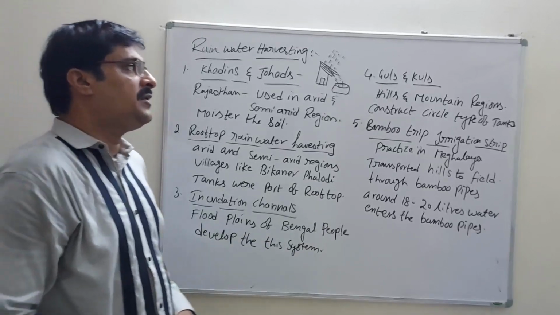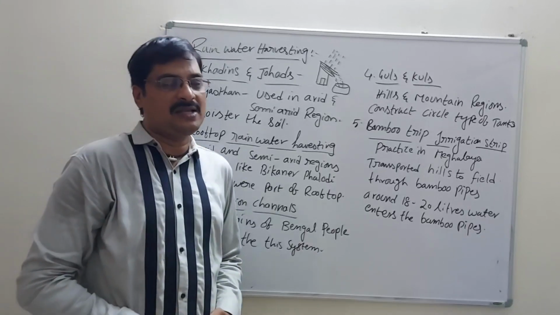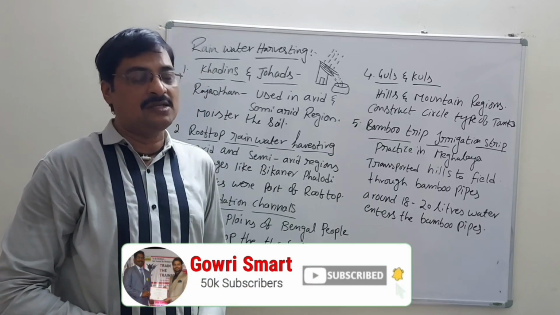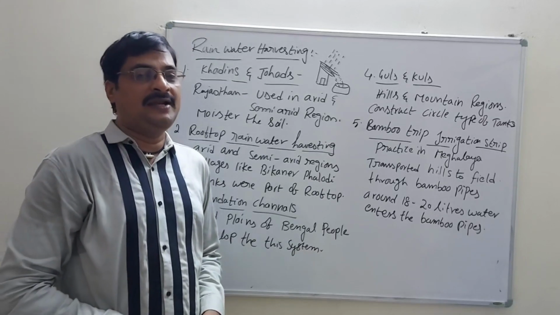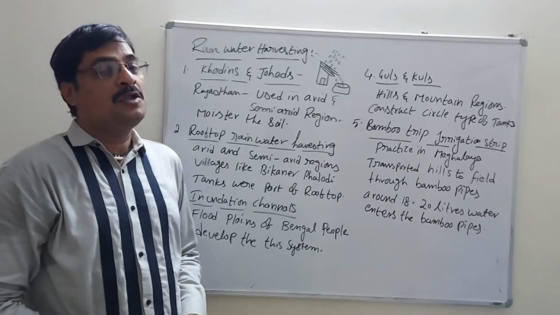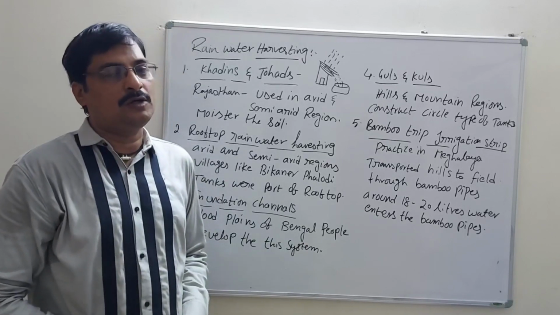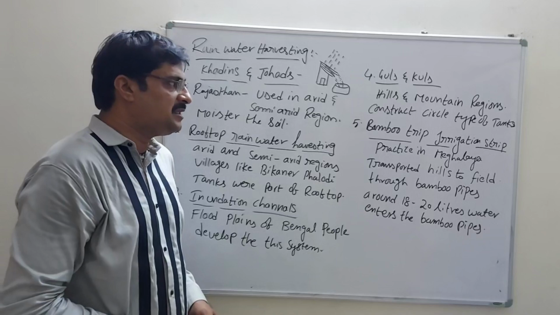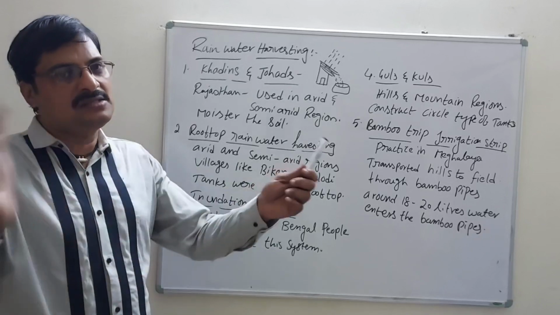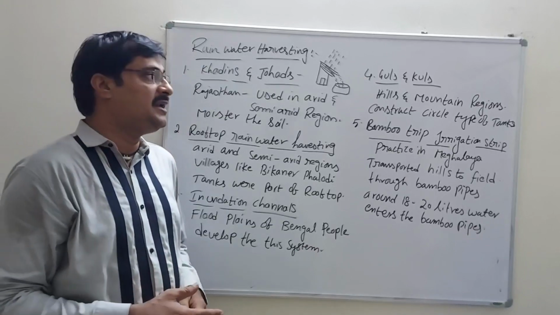The fourth one is guls and kuls. This is one kind of system in hilly and mountainous areas, mostly seen in the northern side of India. There are many hill and mountain areas where there is a shortage of water, so they want to preserve rainwater during the rainy season through the construction of circle type tanks. Very big circle type tanks are constructed in mountain areas.